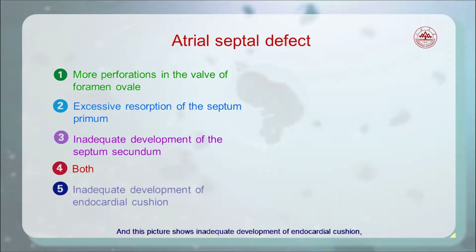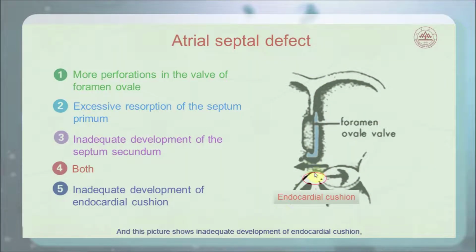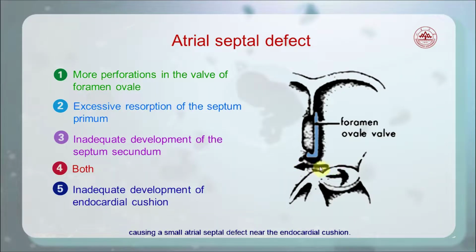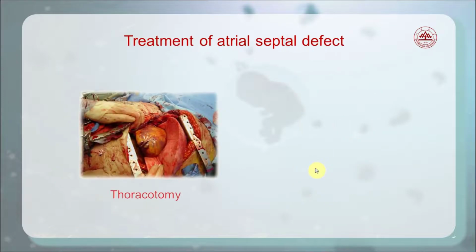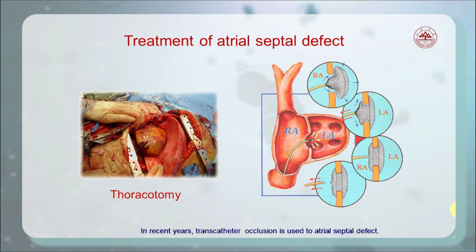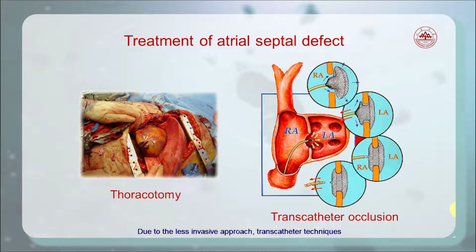And this picture shows inadequate development of the endocardial cushion, causing a small atrial septal defect near the endocardial cushion. Surgery is needed to close the atrial septal defect. Previously, thoracotomy was needed. In recent years, transcatheter occlusion is used for atrial septal defect. Due to the less invasive approach, transcatheter techniques have replaced thoracotomy as a standard procedure for atrial septal defect.